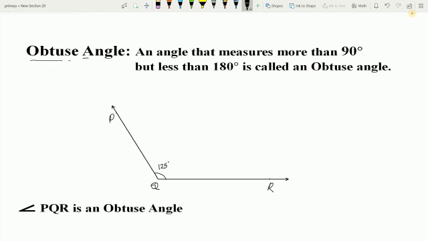Next is obtuse angle. An angle that measures more than 90 degrees but less than 180 degrees is called an obtuse angle. Now look at the figure. Here, angle PQR measures 125 degrees. So, we can say angle PQR is an obtuse angle.